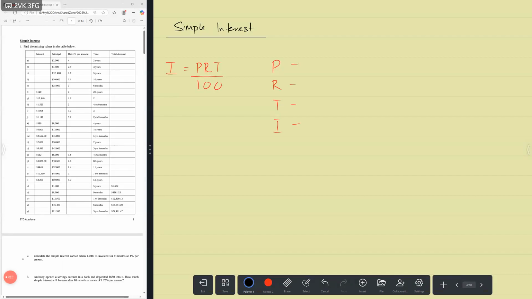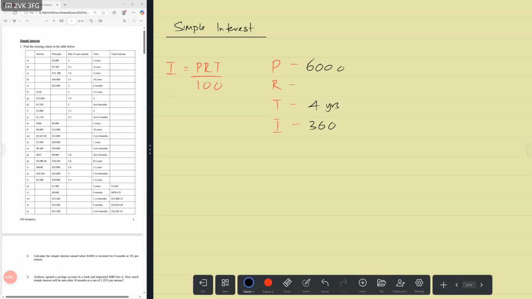So we're looking at 1K, and the information given is: the interest is $360, the principal is 6,000, and the time is 4 years. Your job is to find the rate. What is the interest rate?